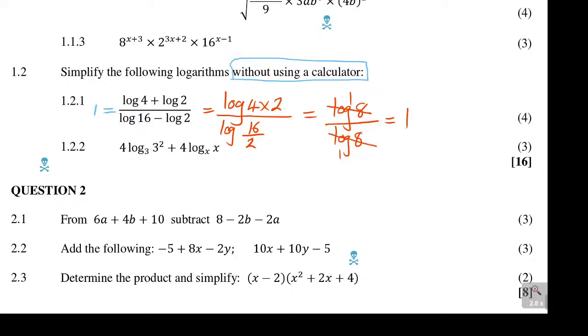That is the same answer which the calculator got, so we're good to go. So that is how you get your 4 marks. It looks simple, but they would have marked you there and they marked you there.